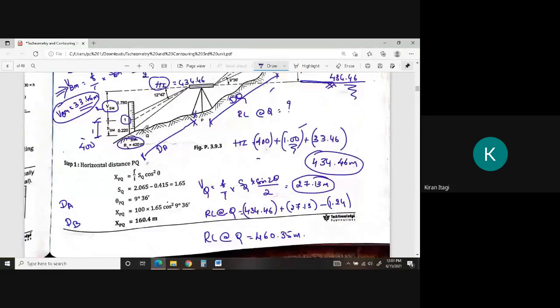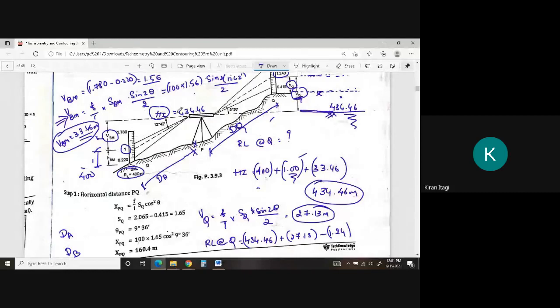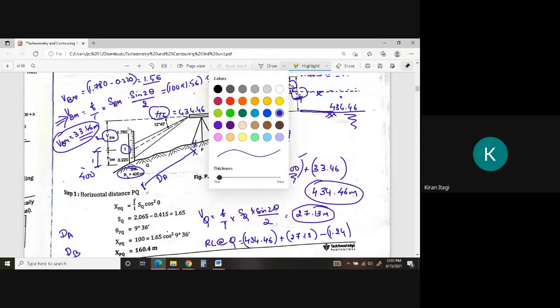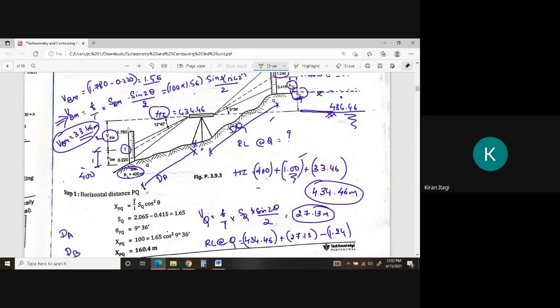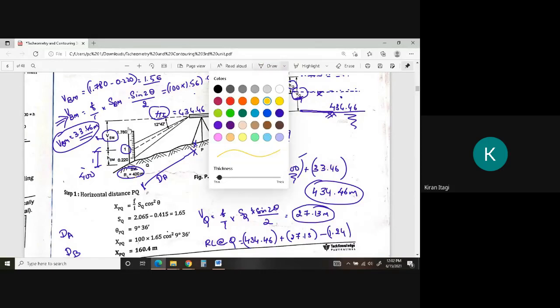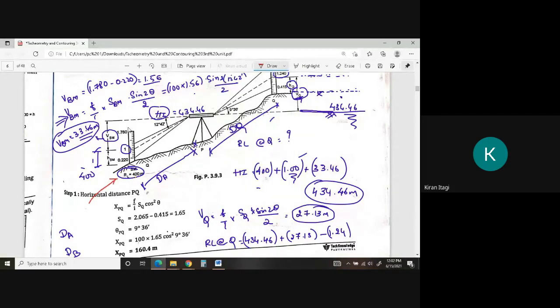Then if he is asking for the RL at this point, we have to take some reference. So here he has given the RL as 400. For that, I will add the central hair reading and I will add this vertical distance, VBA. So I will get the height of the instrument. Correct? Now I have got the height of the instrument.